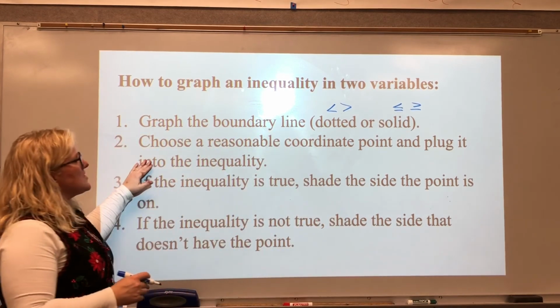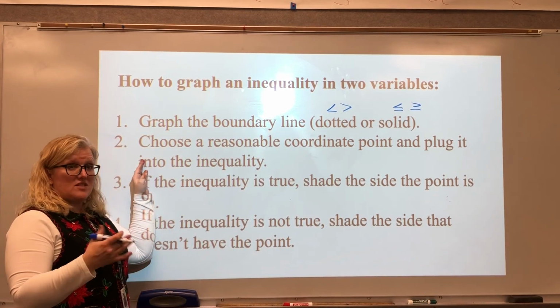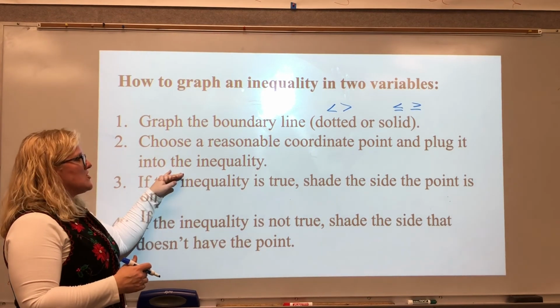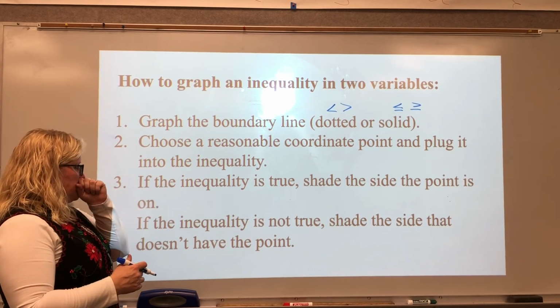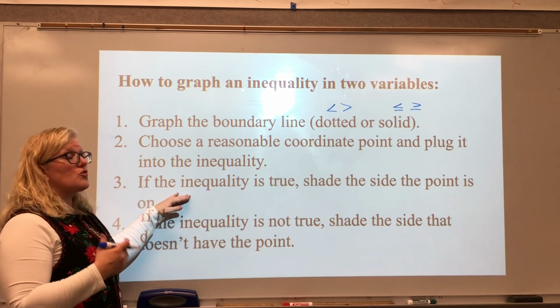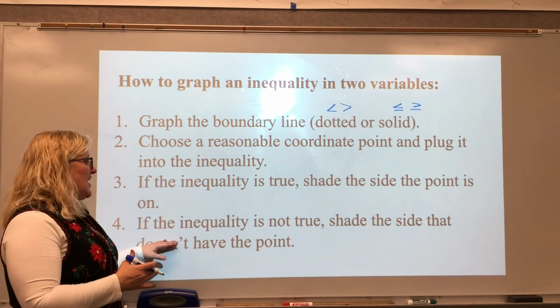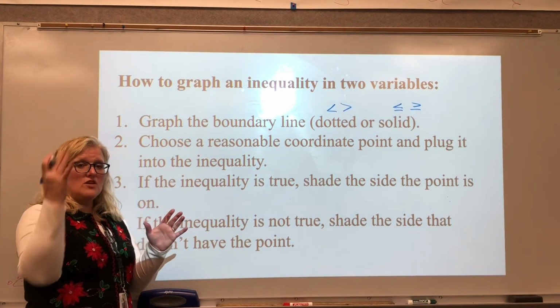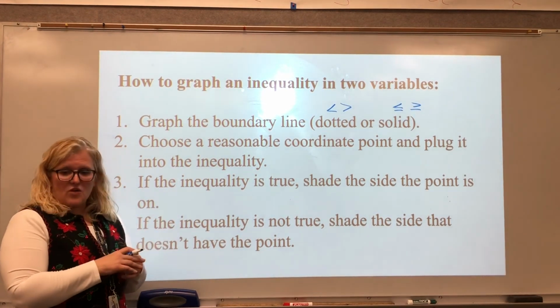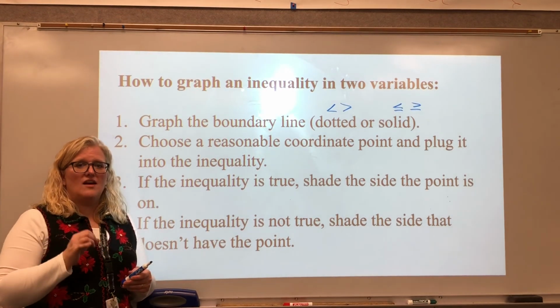Okay, choose a reasonable coordinate point, like I did with 0, 0, and plug it into the inequality. If the inequality is true, shade that side. Shade the side the point is in. If the inequality is not true, you shade the other side. So I have a little bit more, and I will do that in the next video.